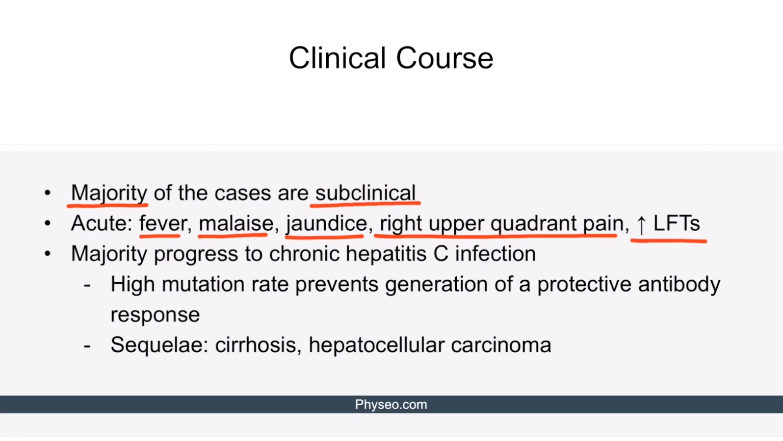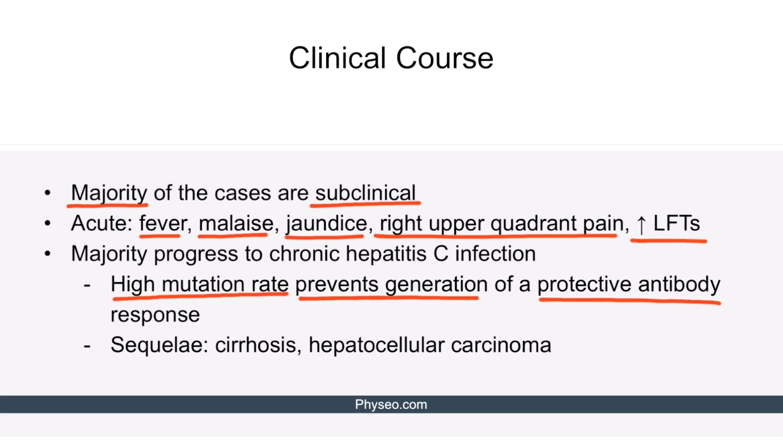This is because, in contrast to hep B, which is a DNA virus, hep C is an RNA virus. Recall from step 1 that RNA replication has a much less strict proofreading process compared to DNA replication. And that's why hep C viral replication has a high mutation rate. The continuous changes in the antigen sequences therefore prevents generation of a protective antibody response. This is also the reason why a vaccine is not available for hep C.